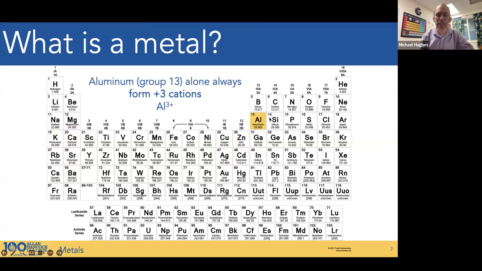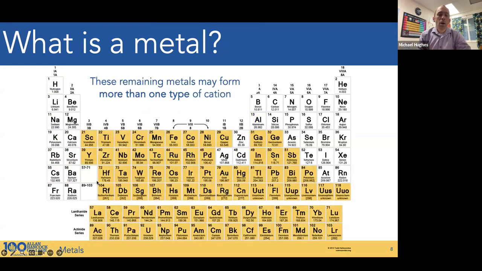Aluminum in group 13 always forms 3+. We can count on that when we see that aluminum forms a compound. We can trust it will lose 3 electrons. The rest of the metals, we cannot be sure what cation they're going to form. They can form more than one type of cation by losing more than one amount of electrons. Sometimes they might form 2+ cations, 3+, 4+, etc.